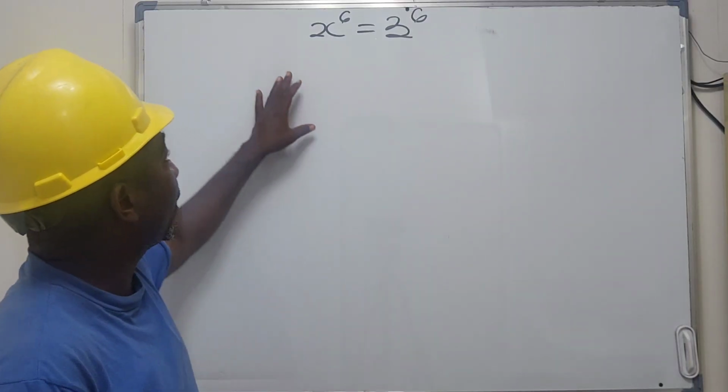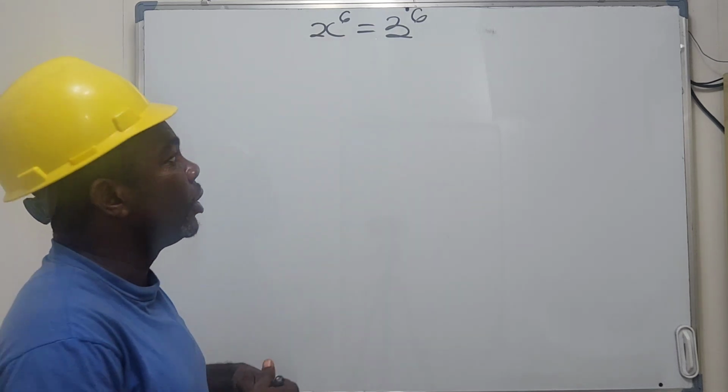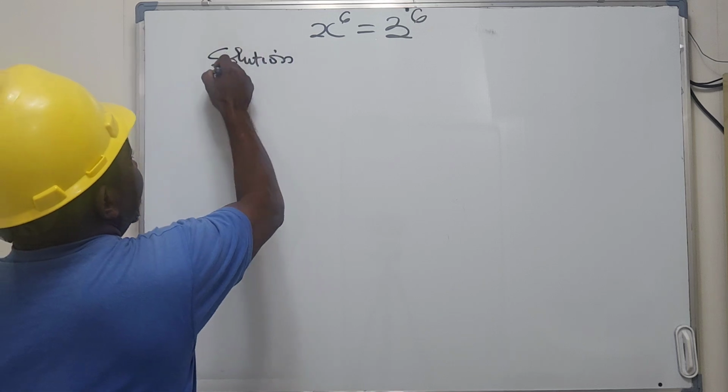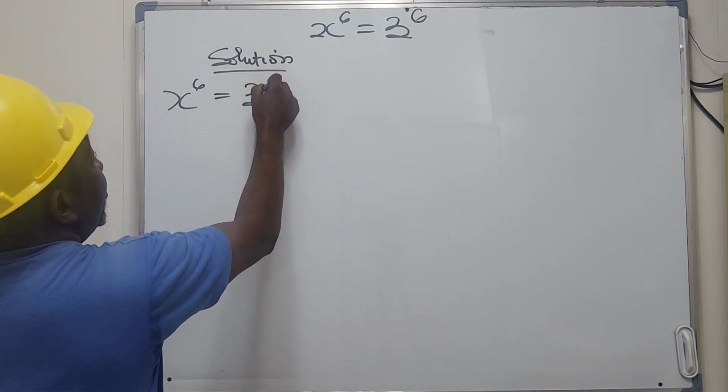For today, we're looking at this question. It says x to the power of 6 equals 3 to the power of 6. So we are going to solve for the value of x from that equation. We are given x to the power of 6 equals 3 to the power of 6.